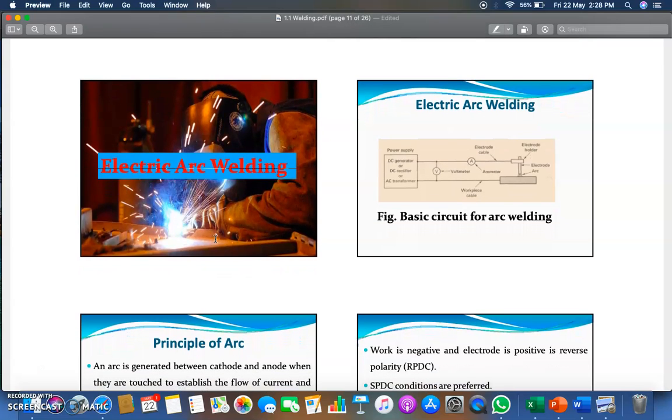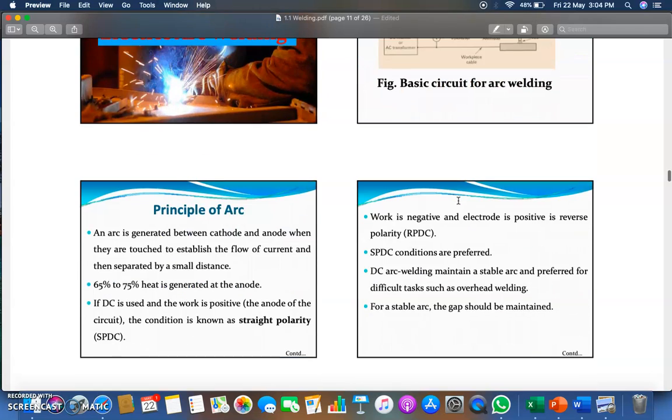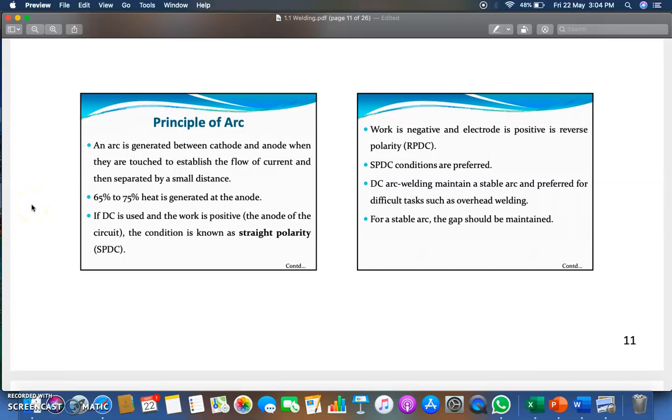Now we have to jump to electric arc welding. Let's see the setup or basic circuit for arc welding. As you can see in the picture, there is a DC generator, DC rectifier and AC transformer. Out of these three, you can select any one for the power supply. This is the voltmeter to monitor your voltage, and this is the ammeter to monitor your current. This is your electrode cable. The electrode holder holds your electrode, which produces an arc. This is your workpiece cable, and this is your workpiece. In this way you can set up the basic circuit for electric arc welding.